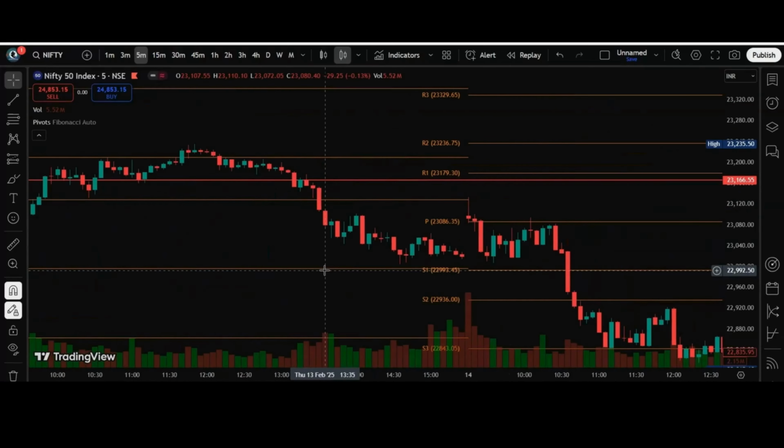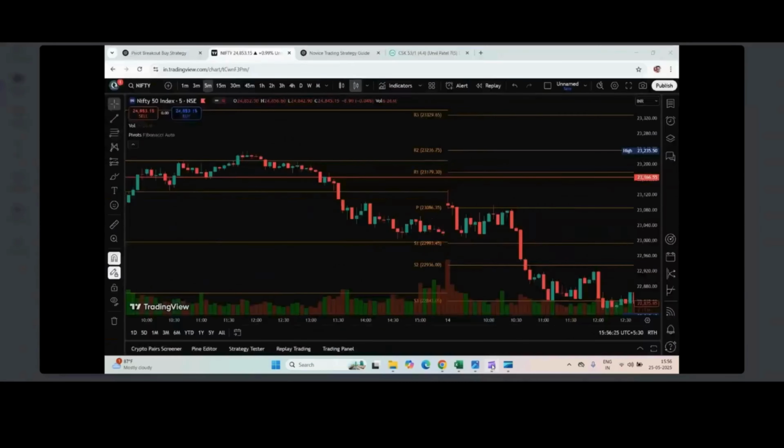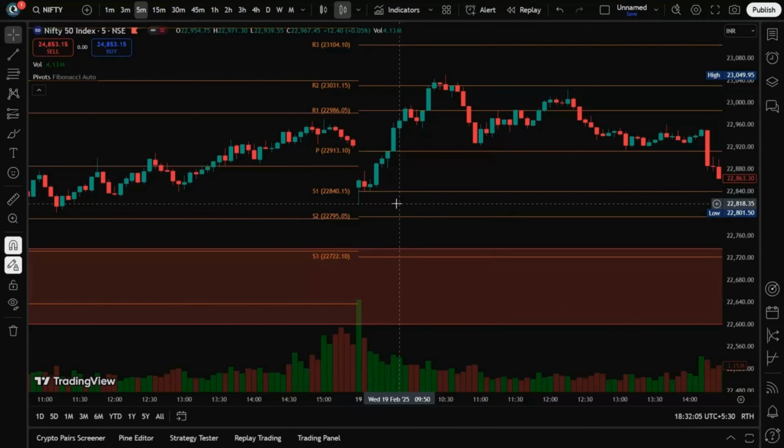So on a sell side or on a buy side, let's see some more examples. So yeah, if you see it opened already above the support one, so we'll have to wait for a decisive move, either a break of S1 or a break of P1.